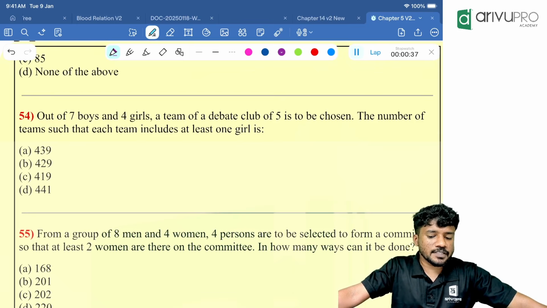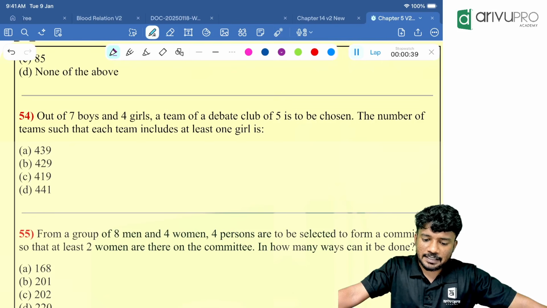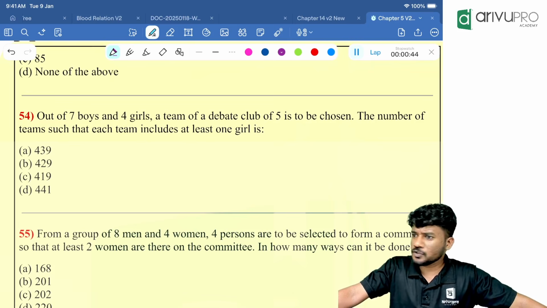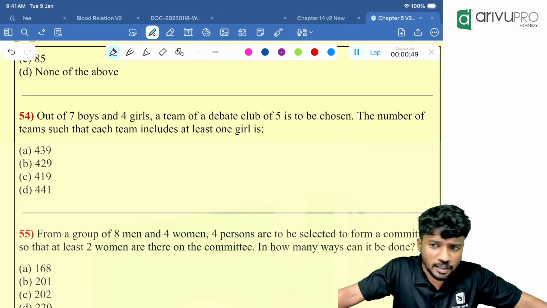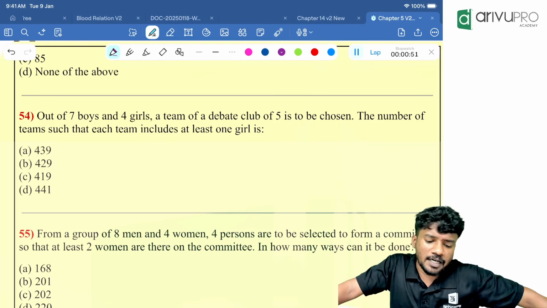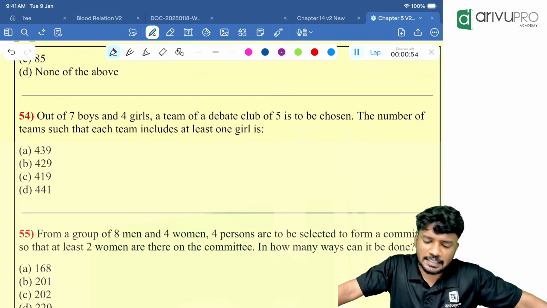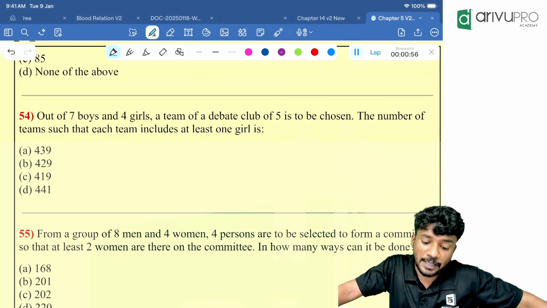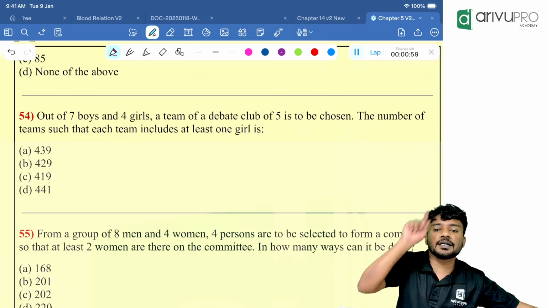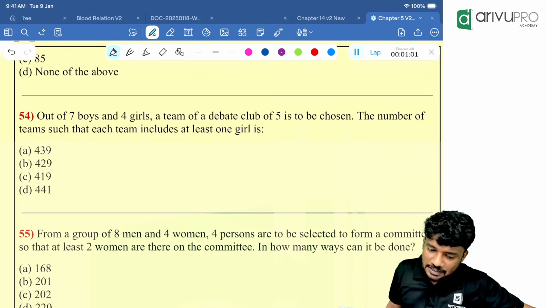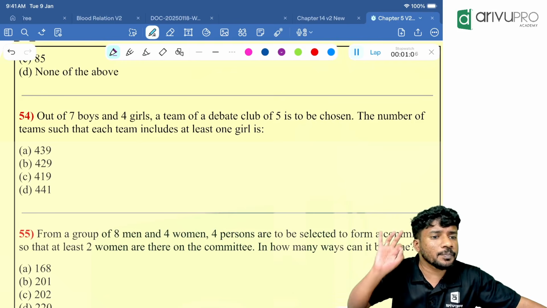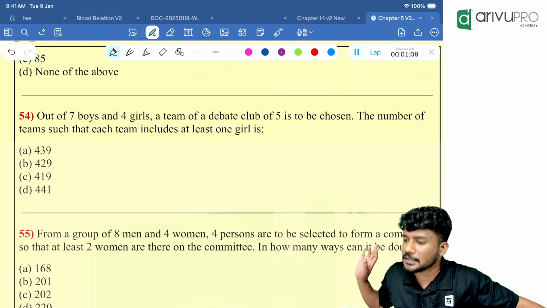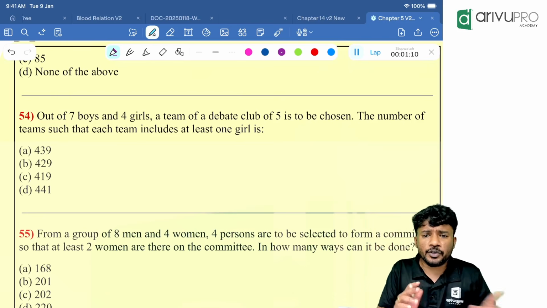Out of 7 boys and 4 girls, a team for the debate club of 5 is to be chosen. Choosing is coming into the picture. Selection is coming into the picture. That means it is a question based on combination itself. The number of such teams such that each team includes at least one girl is the question. At least one girl means one or more girls should be there no matter what. That is the condition.